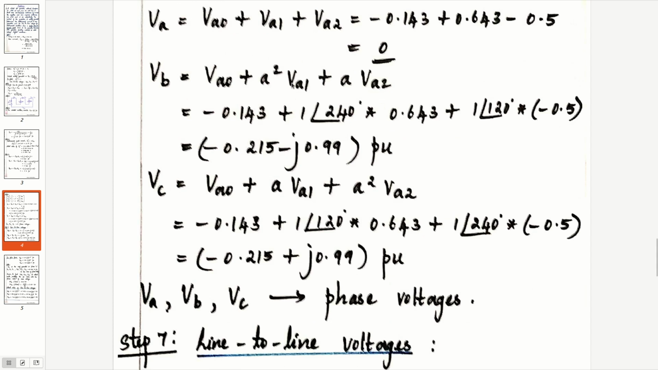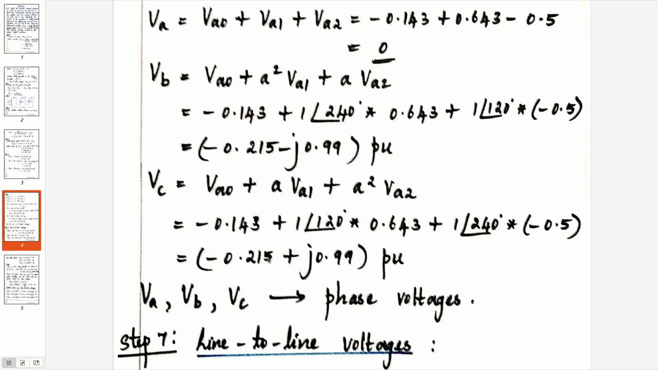And VB is VA0 plus A square VA1 plus A VA2. You know what A square is: 1 angle 240. A is 1 angle 120. When you simplify, you will get minus 0.215 minus j 0.99 per unit. In the same way, calculate VC. Note that whatever values you have got for VA, VB, VC are the phase voltages.